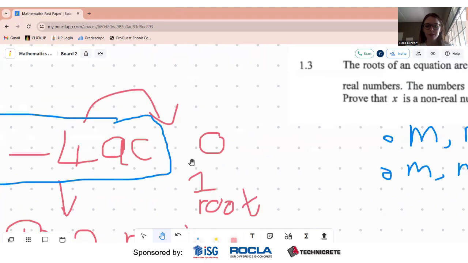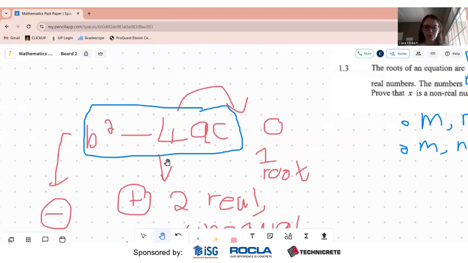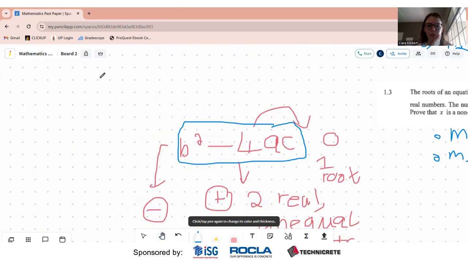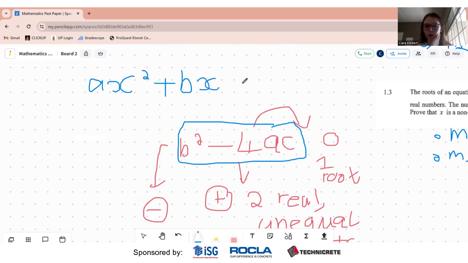So now I've done a little summary for us here again of the nature of roots. Remember the nature of roots, we need to consider this b squared minus 4ac thing, which is underneath the square root in the quadratic equation. I need to calculate this quantity when the question I'm given is some equation like ax squared plus bx plus c, and I ask you for which value of something do I have no real roots, 2 real but unequal roots, or 1 root.